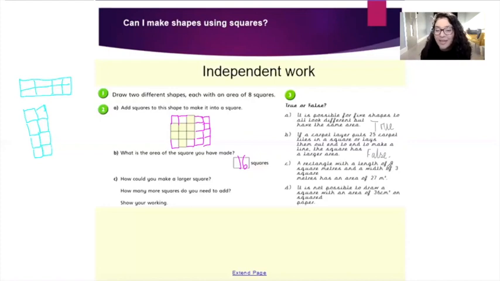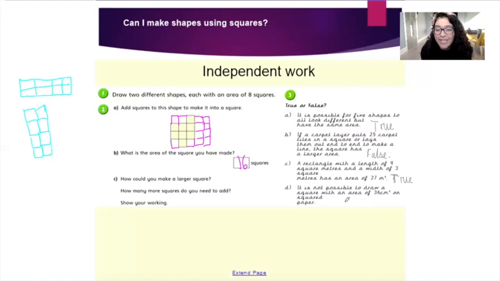Now C: a rectangle with a length of 9 meters and a width of 3 meters has an area of 27 meters squared. If you said that that is true, you are correct because one way to calculate area is to multiply the length and the width. So you do 9 times 3. And if you at home and at school are trying 9 times 3 and you get 27, well done, that is the way to calculate the area.